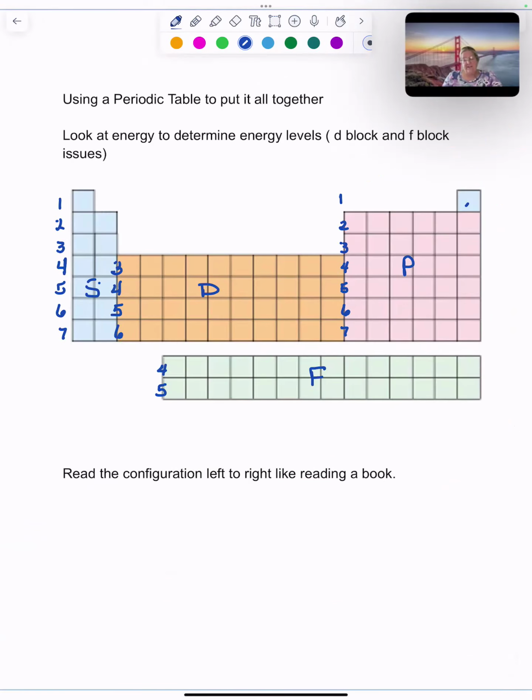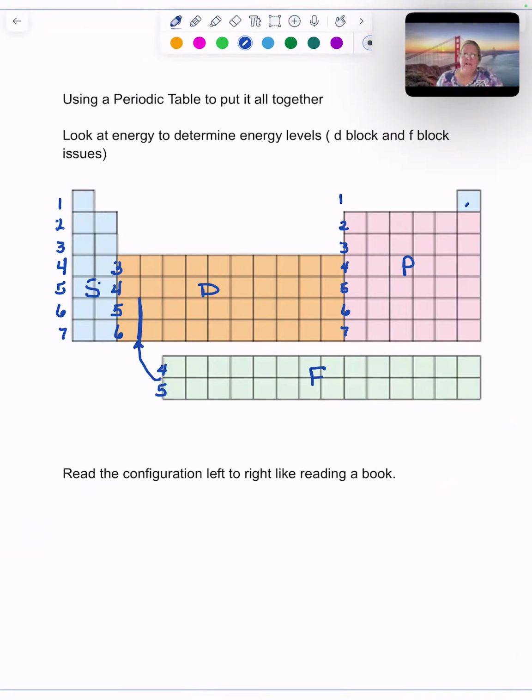Now something to consider here. These F elements act like they're stacked on top of each other. They all have essentially the same properties, and they fit right in that gap right there. So you're going to have to do a D1 and then go to your Fs.